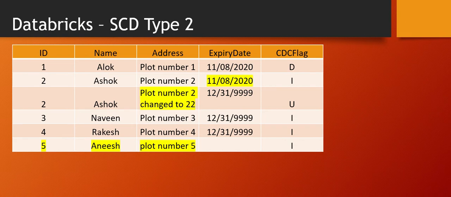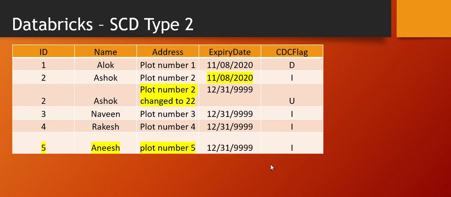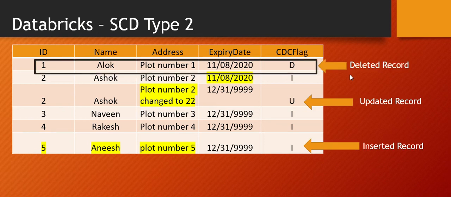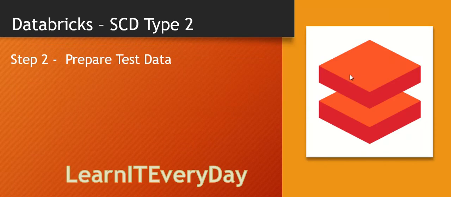So here we identify an active record based on the expiry date. You can also notice a new record has been added, which was a new insert. This is how our SCD type 2 works. So these 3 changes are what we have to implement. Now let's go ahead and do our data preparation for this demo.